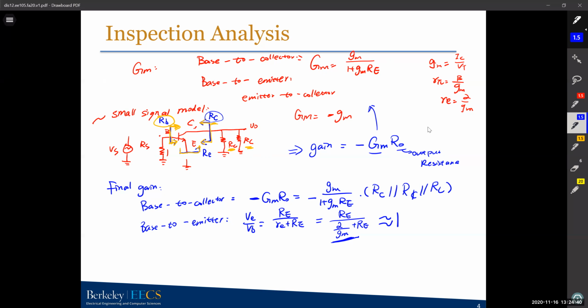So that's how we call this kind of circuit. Base to emitter is a source follower. So VE is usually equal to VB. These are just equal. The gain is 1. And for base, sorry, not base anymore. The third possible situation is emitter.